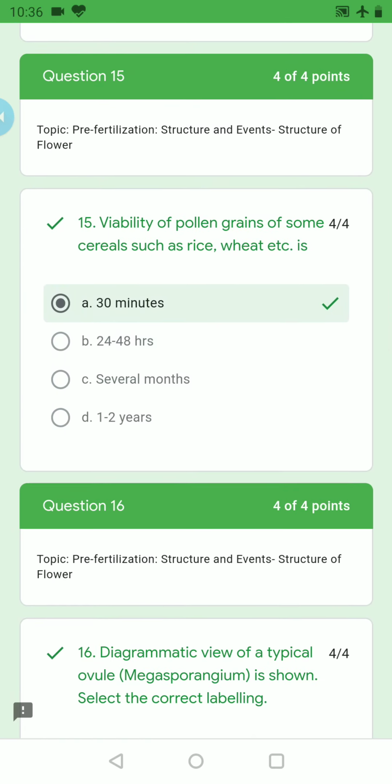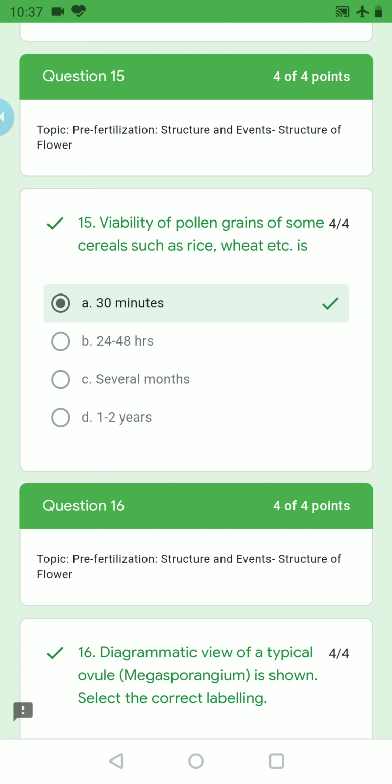Next question. It's the 15th one. Viability of pollen grains of some cereals such as rice, wheat, etc. is... Viability means the ability to survive until it reaches the surface of the stigma, the stigmatic surface of the female reproductive structure. Okay, it is a direct question.